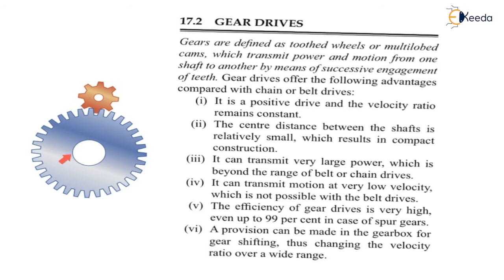So this gear drive, gear and pinion assembly, we can define as: gears are defined as tooth wheels or multi-lobed cams which transmit power and motion from one shaft to another by means of successive engagement of teeth. Here you can see successive engagement of teeth. Gear drive offers the following advantages compared to the chain and belt drive. Let us see the advantages.